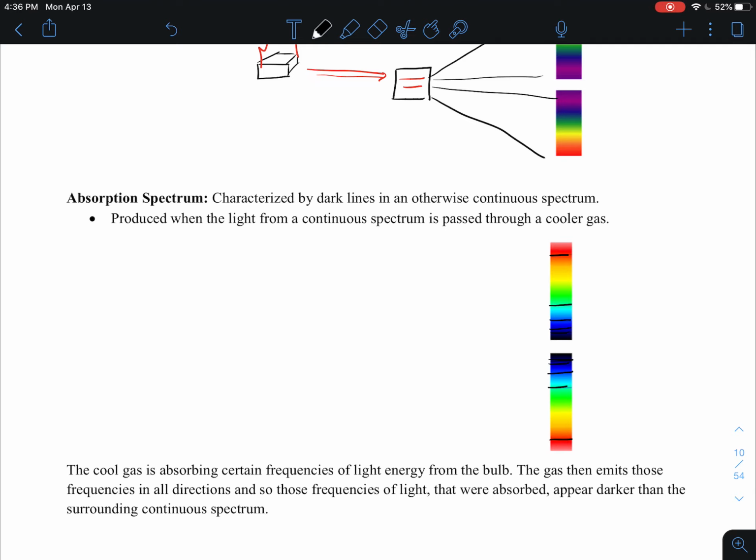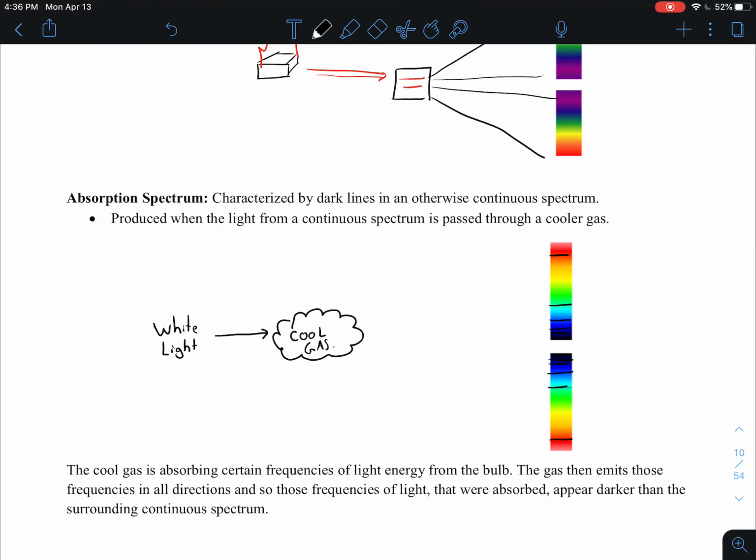And to do this, we're taking a continuous light. So we're going to have white light. And this could be produced from a liquid or a solid that's heated. And this white light is then put through a cooler gas. I'm just going to draw this as a little cloud here. I'm going to say it's a cool gas.